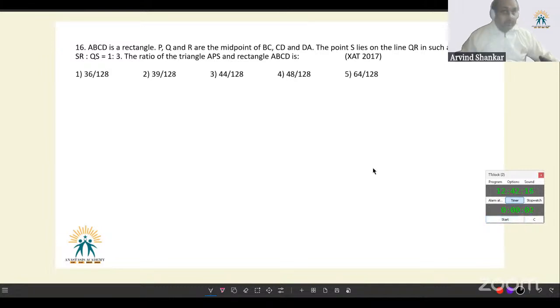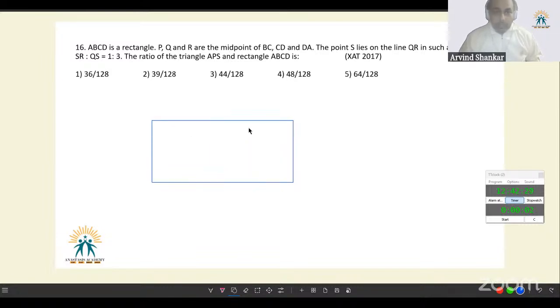Okay. Was the question challenging as expected? So let's see. ABCD is a rectangle. PQR are midpoints of BC, CD, and DA.